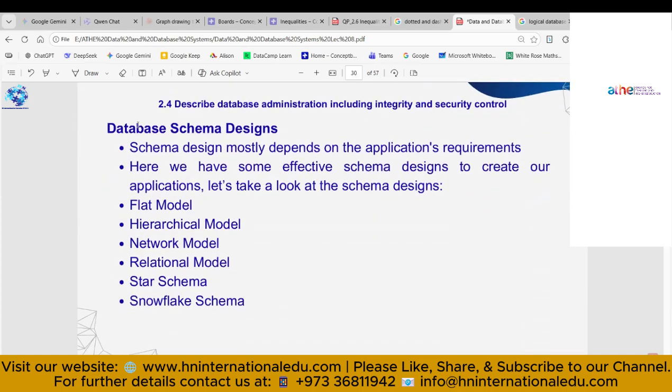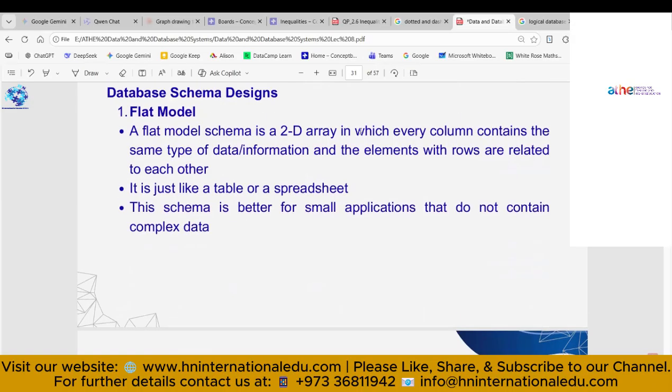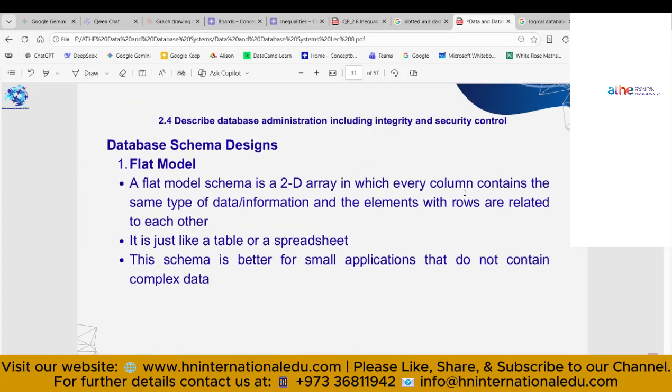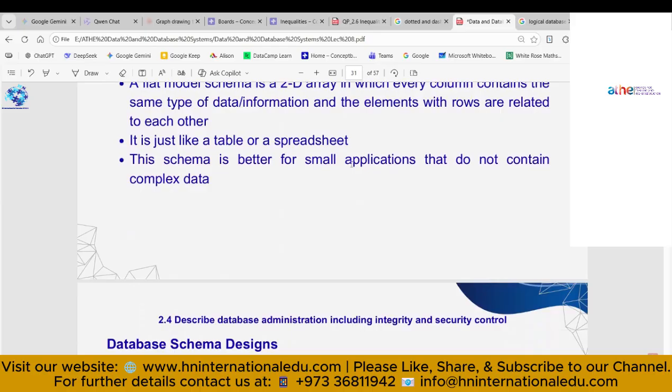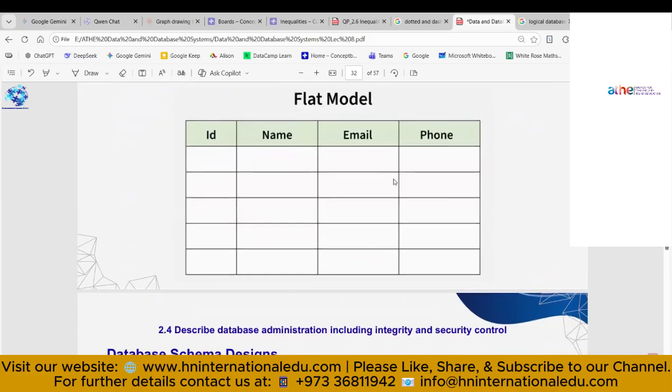Next, we have database schema designs. Schema design mostly depends on the application's requirements. Who are you designing this database for? First, we have the flat model. A flat model schema is a 2D array, kind of like this, rows and columns, in which every column contains the same type of data or information, and the elements within rows are related to each other. It's just like a table or a spreadsheet, like how you work in Excel or Google Sheets. This schema is better for small applications that do not contain complex data. That's a 2D model, a 2D array.